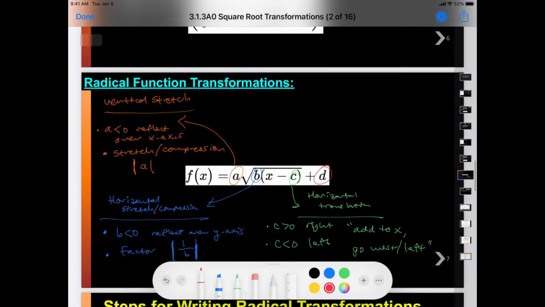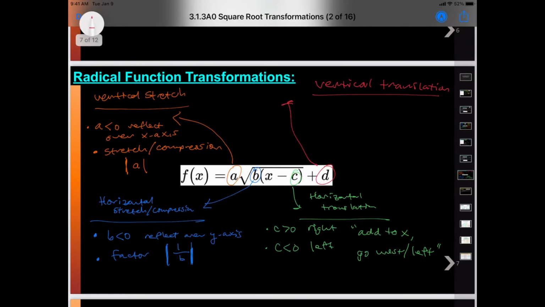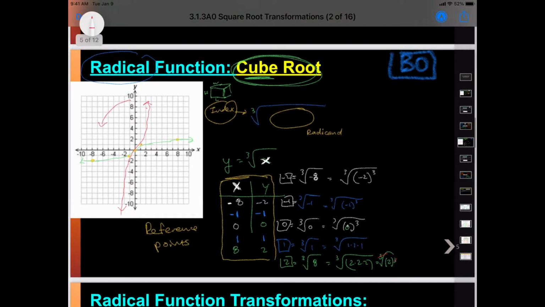And then the last one is your d value. This is your vertical translation. And if your d value is greater than 0, it's going to move up. And if it's less than 0, or negative, it's going to go down. And that is specifically the cube root.